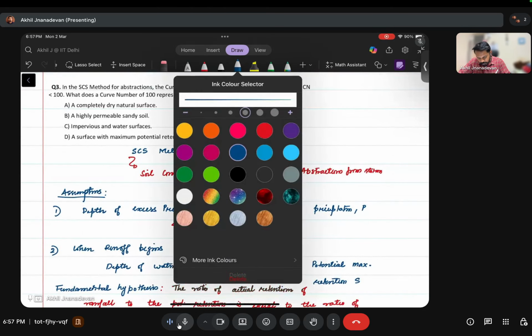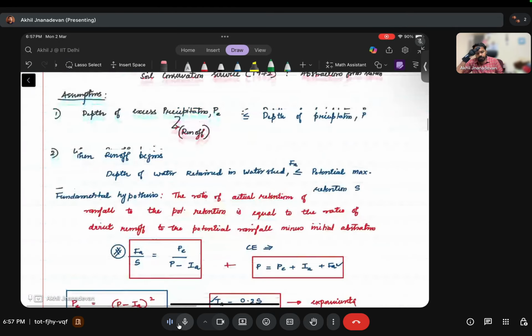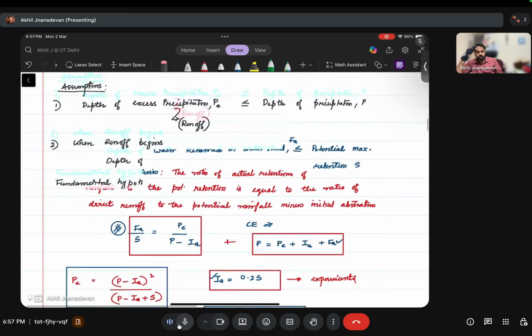The first option is completely dry natural surface. So that is wrong. Then completely highly permeable sandy soil. No. Impermeable water surface. Yes. So there, an impermeable surface cannot store much water, right? A surface with maximum retention. No. So we can take the other extreme case also. So curve number is 100 for an impervious surface, which has retention equal to 0.